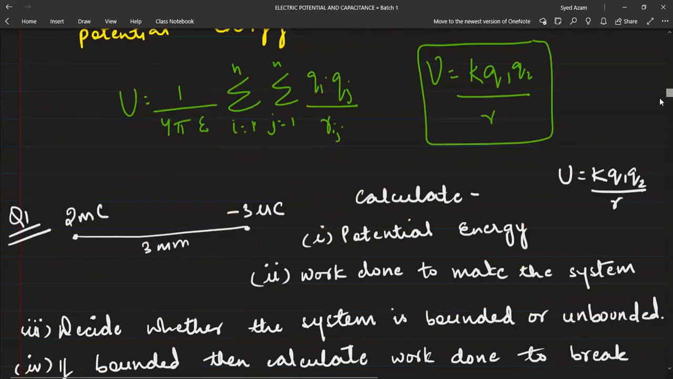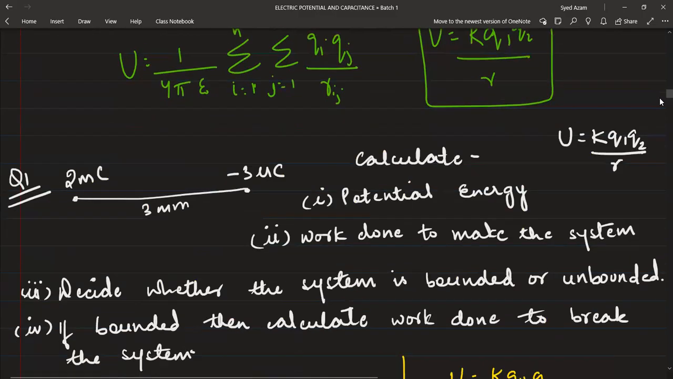This is a very simple question. Don't tell me the rest of the things. Just tell me what's the value of potential energy. Shana?